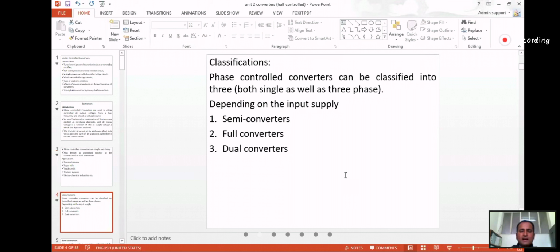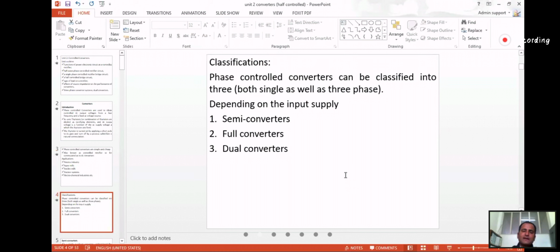Classifications: how do we classify them? The phase control converters are classified into three, both single as well as three phase. This depends on the input supply. So based on the input supply, they are known as semi-converters, full converters, and dual converters. All these three different converters are classified based on the input supply.